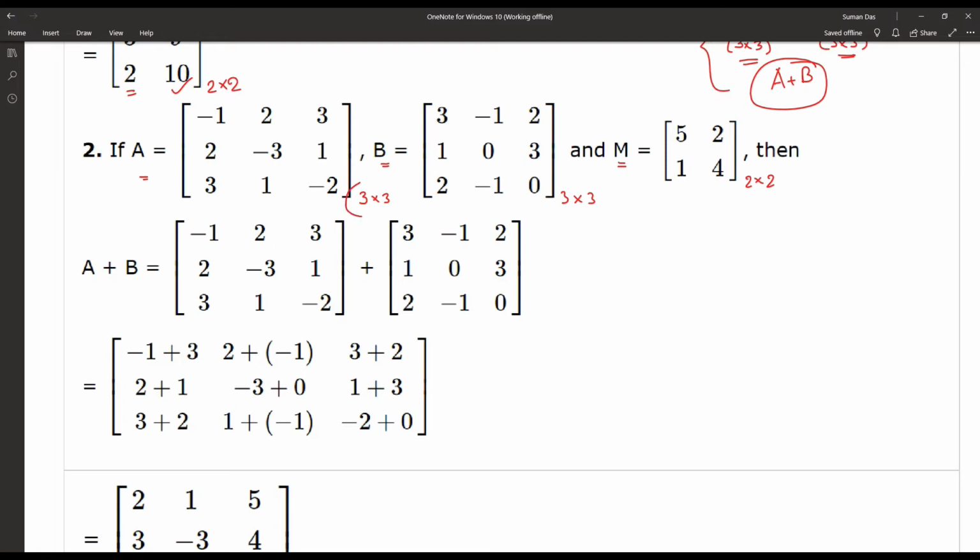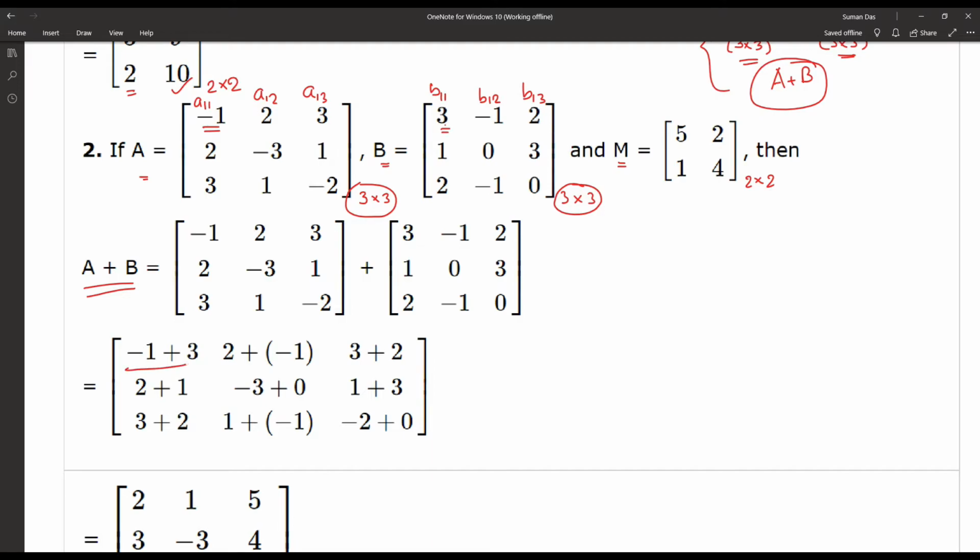As A and B both have the same order, that means 3 cross 3, we can proceed with the addition of A and B. That means A plus B, according to the corresponding positions of the elements. That one is A11, that one is A12, that one is A13. For the matrix B, that one 3 is B11, that one is B12, and that one is B13. So we can add the corresponding positional elements, and that one is minus 1 with 3.